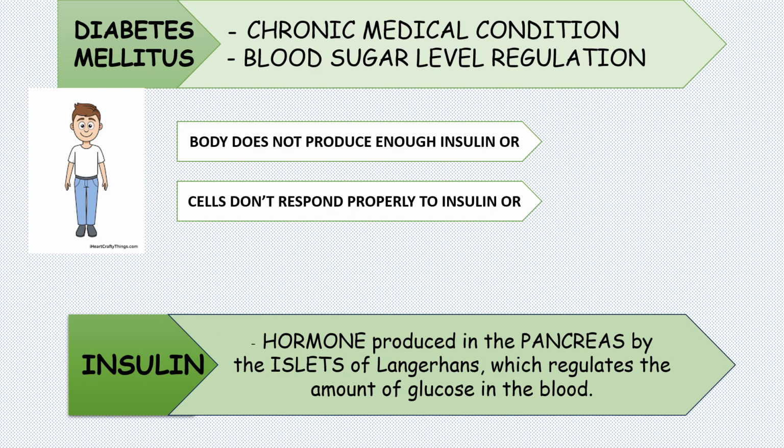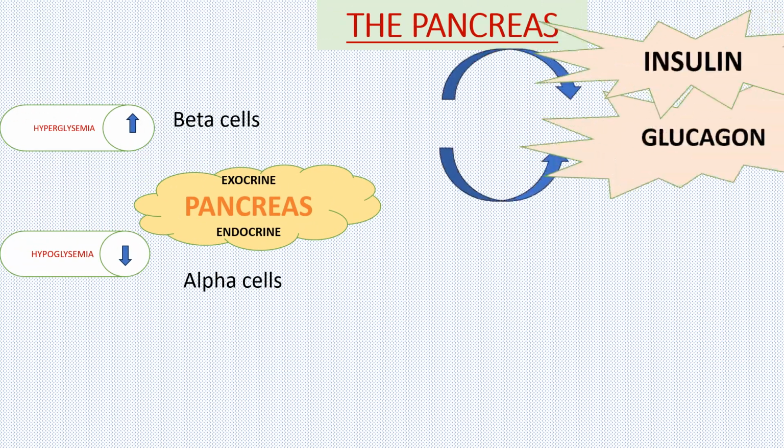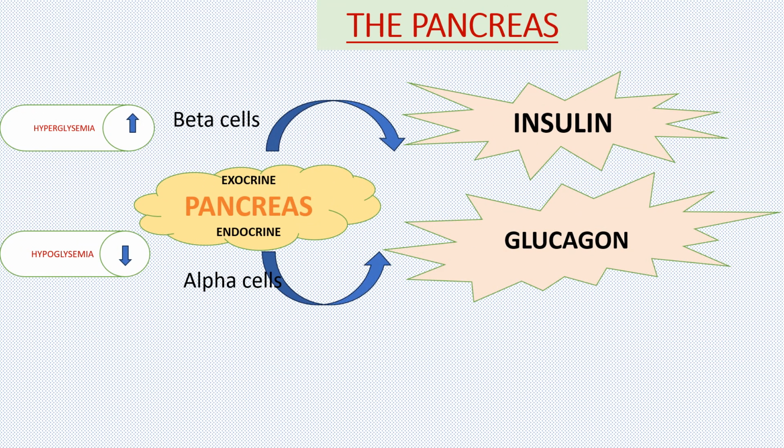Then another term is insulin, and this is defined as a hormone produced in the pancreas by the islets of Langerhans, which regulates the amount of glucose in the blood. Okay, now moving on to the next slide. So this is pancreas. This is an illustration on how the pancreas works.